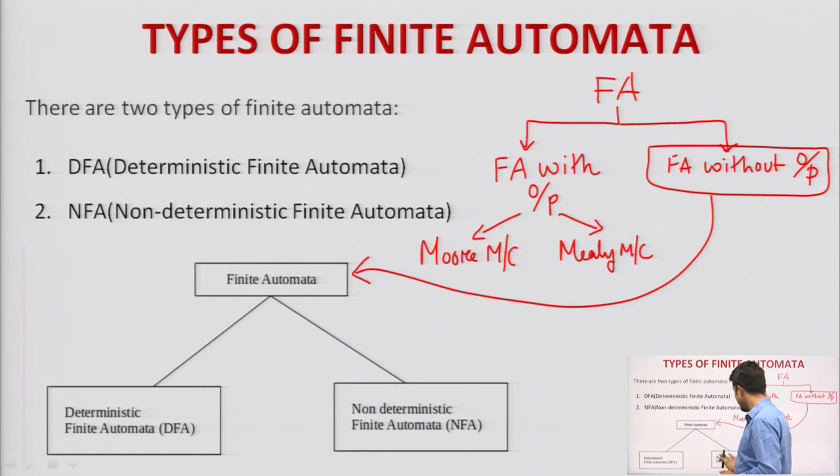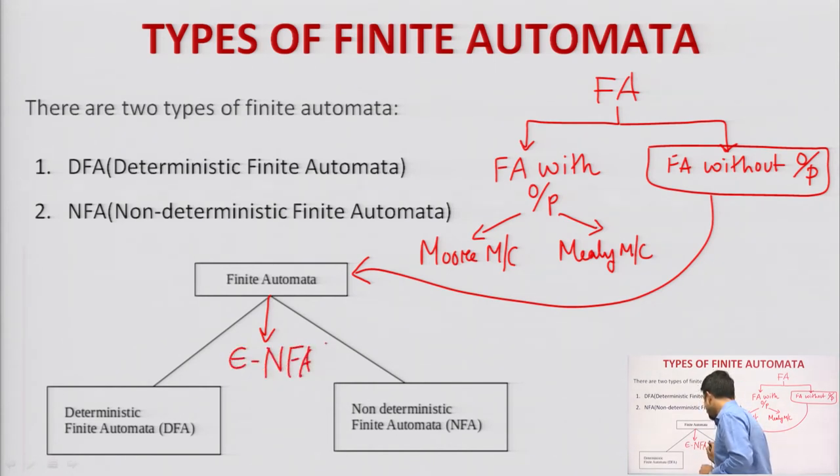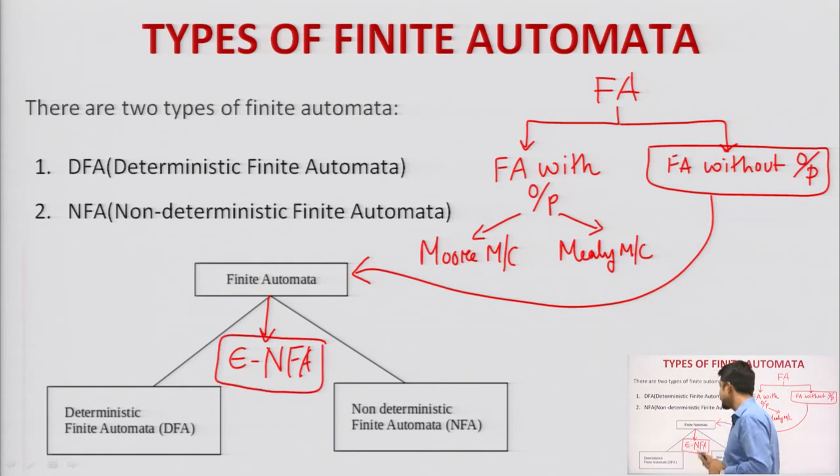Finite automata without output are mainly of two types: deterministic finite automata and non-deterministic finite automata. And one more type, which I have not mentioned and is not strictly required, but yes, it will come in the examination: epsilon NFA. It is a part of NFA only, but it also comprises empty strings.